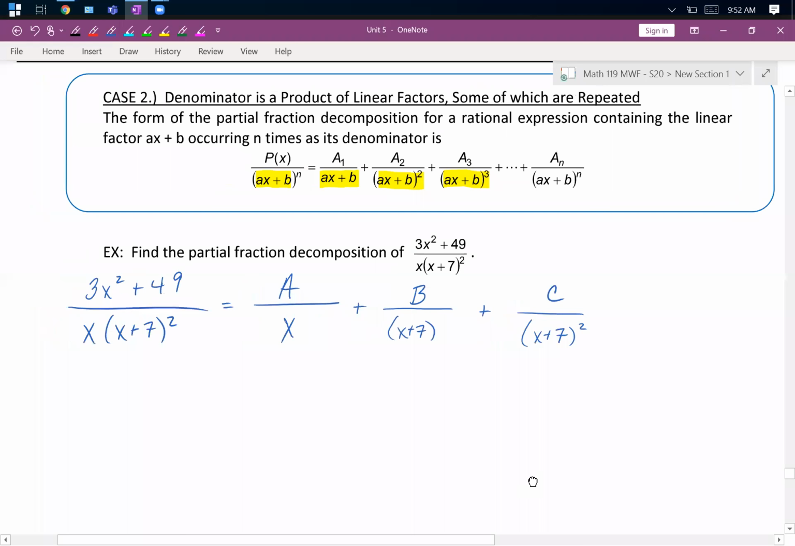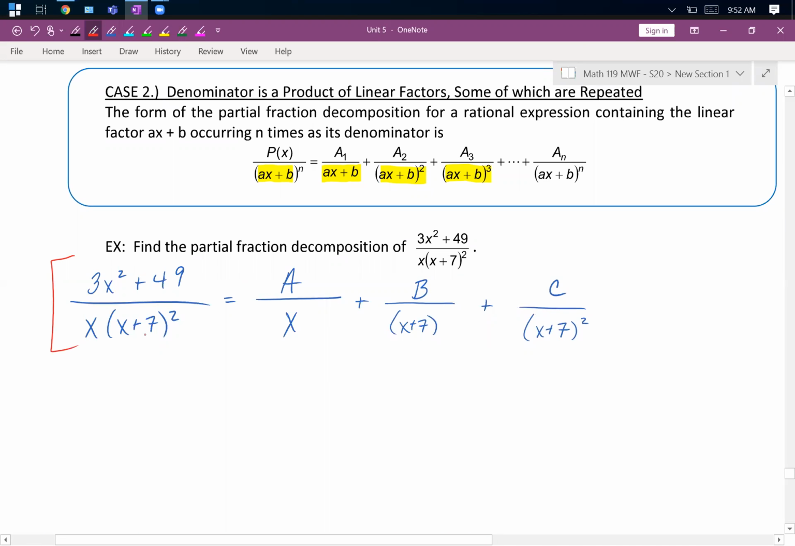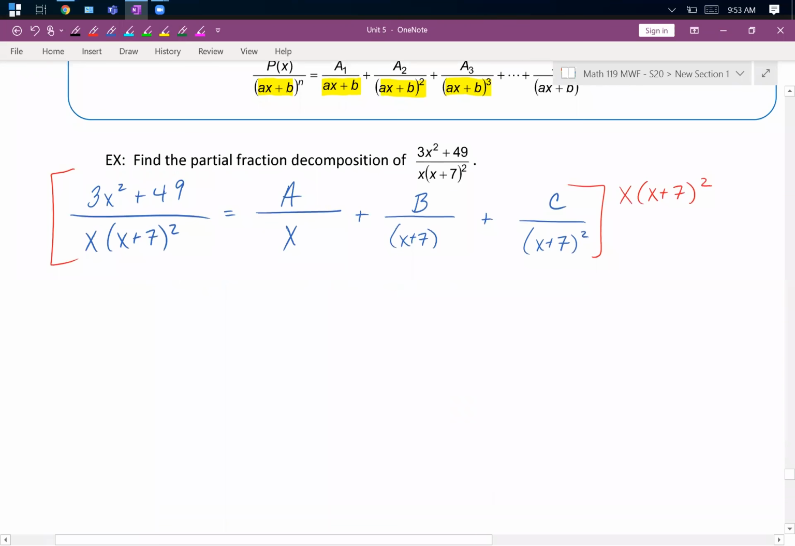All right, and now everything else is the same. We're going to multiply through by the LCD. That's going to give us 3x squared plus 49 equals a times x plus 7 squared plus b times x plus 7 plus c times x.